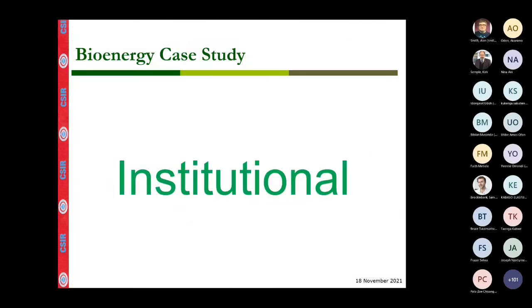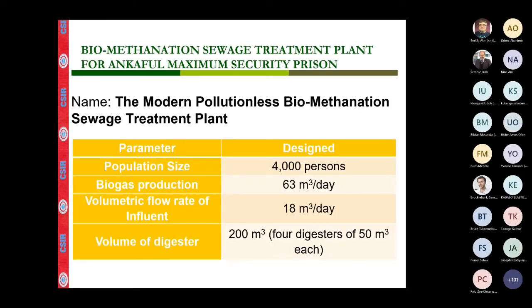For the institutional case study, the first one I'll look at is the biogas facility built by the Institute of Industrial Research at Nsawam Maximum Security Prisons. The population size of the prison is 4,000 persons. The biogas that was estimated to be produced was 63 meter cubed gas per day, and the volumetric flow rate of the influent about 80 meter cubed per day. These are just technical specifications for building that biodigester for the prisons.